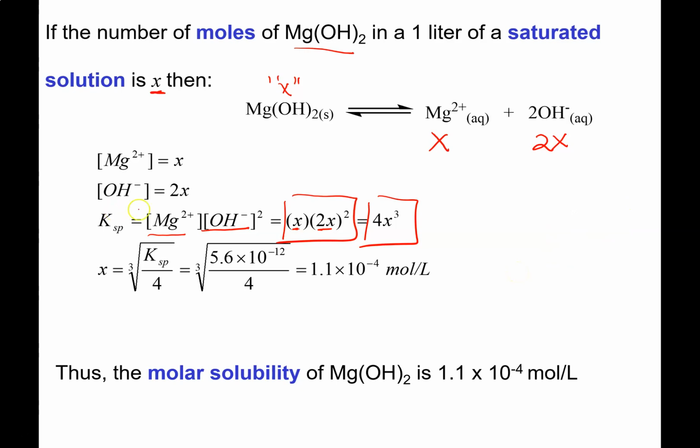Okay, so I've got my expression for Ksp in terms of x now. Ksp equals 4x cubed. So divide by 4 and take the cube root is going to give me x. So yeah, looks like I'm good to go, right?